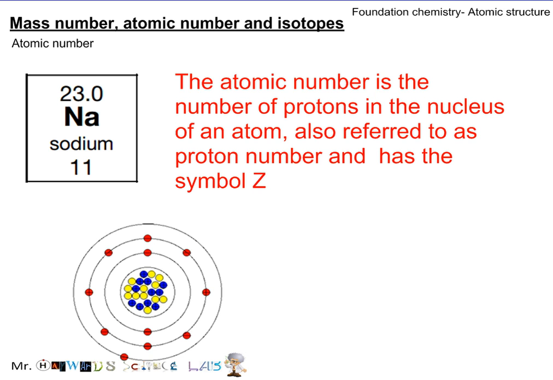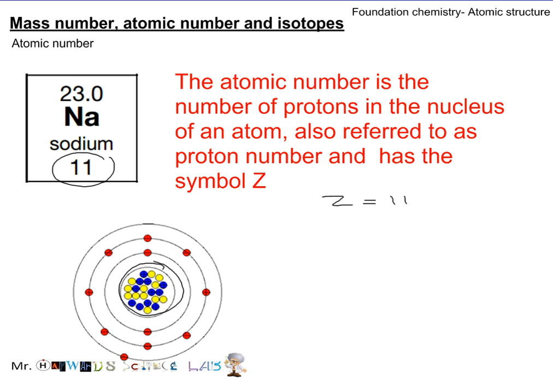Okay, so looking at the atomic number first, the atomic number is the number of protons in a nucleus. It's also referred to as the proton number and has the symbol Z. So sodium has an atomic number of 11, or a Z number of 11. It would be written like this: 11 sodium. And if you look in the center of the atom where the nucleus is, you'll find that there are 11 protons. That's the definition of the atomic number.